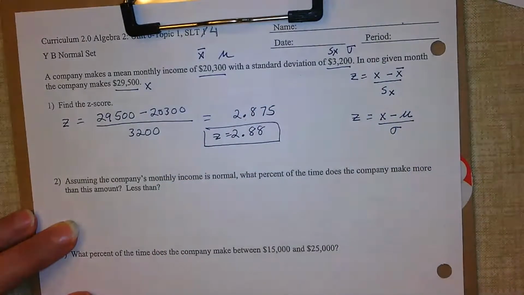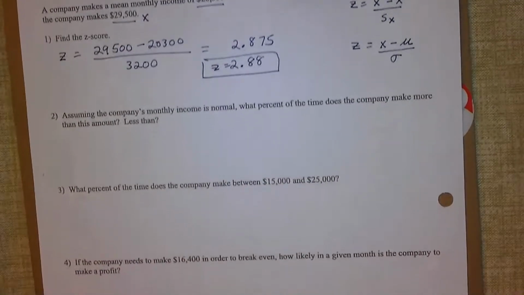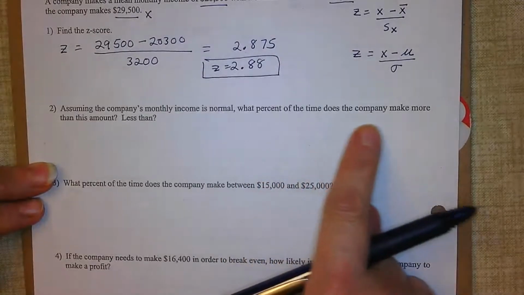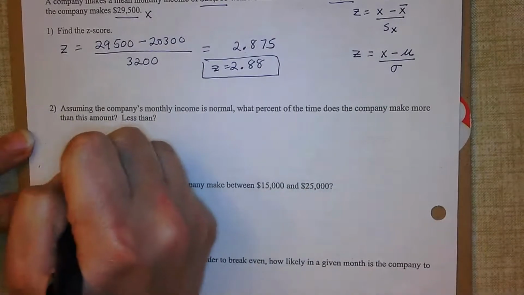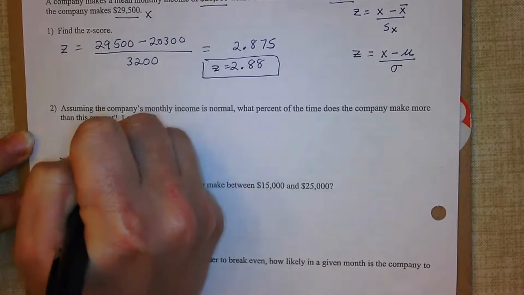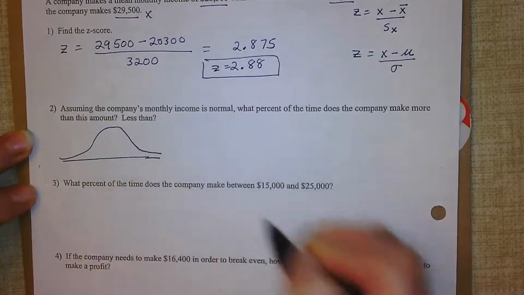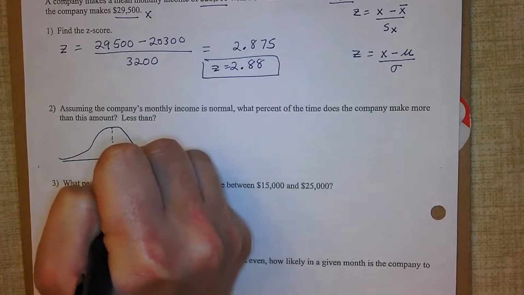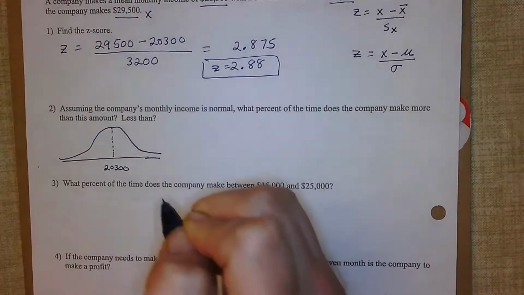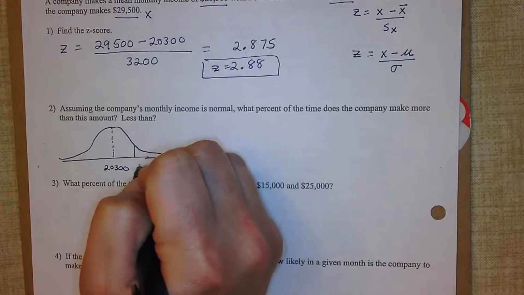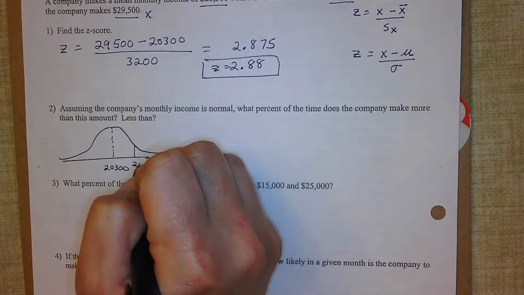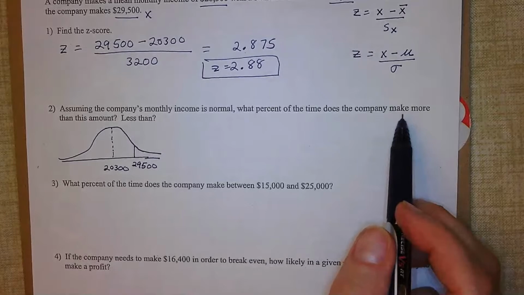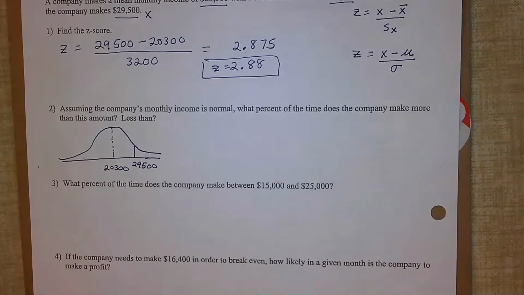So number 2 says, assuming the company's monthly income is normal, what percent of the time does the company make more than this amount? Whenever I'm doing a normal curves problem, I like to draw a sketch. You do not have to be an artist to do this. Mine is not symmetrical. And I remember that the average here is 20,300, and 29,500 is more than average. So I just pick a random point and I just kind of drop it above average. What percent of the time does the company make more than this amount?